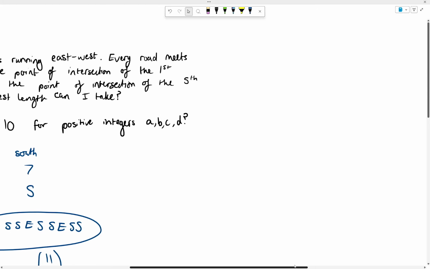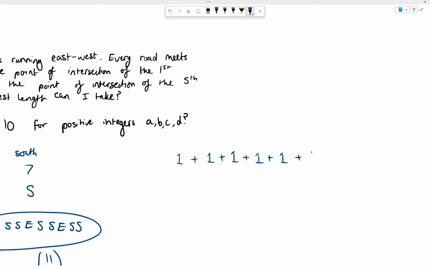So again, I'm going to rephrase this as a sequence of moves. So if we have 1, we can write 10 as 1 plus 1 plus 1 plus 1 plus 1 plus 1 plus 1. 1, 2, 3, 4, 5, 6, 7, 8, 9, 10. Okay, this is equal to 10.